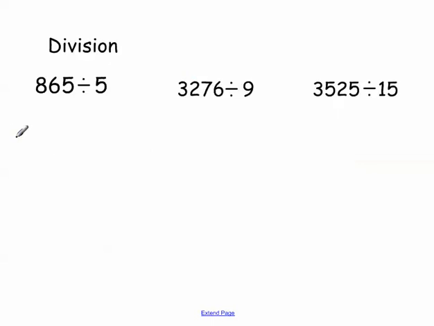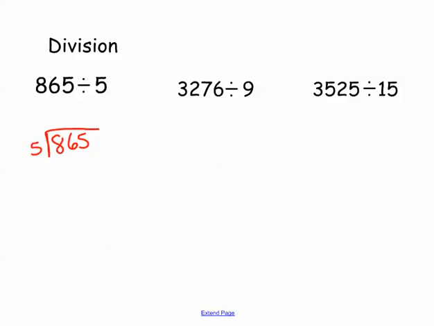This is where some of you have some issues. Again, I'm going to show you the standard algorithm. This is what I'm expecting. So 865 divided by 5. This is how you read it, but then this is how you write it. 865, and I'm dividing it by 5. So 5 is going to go over here on the outside.